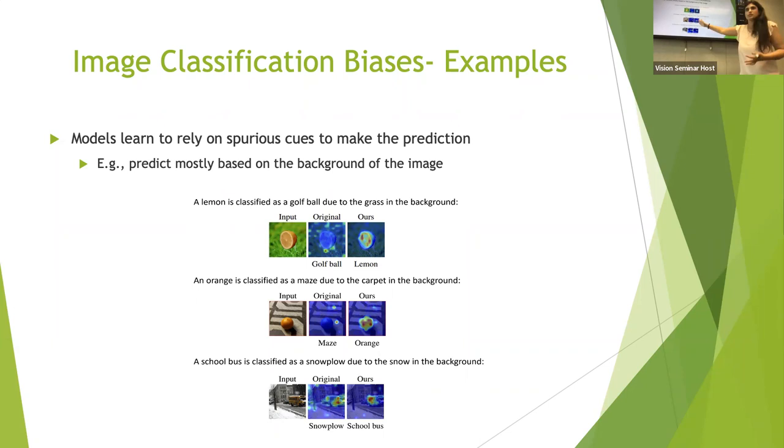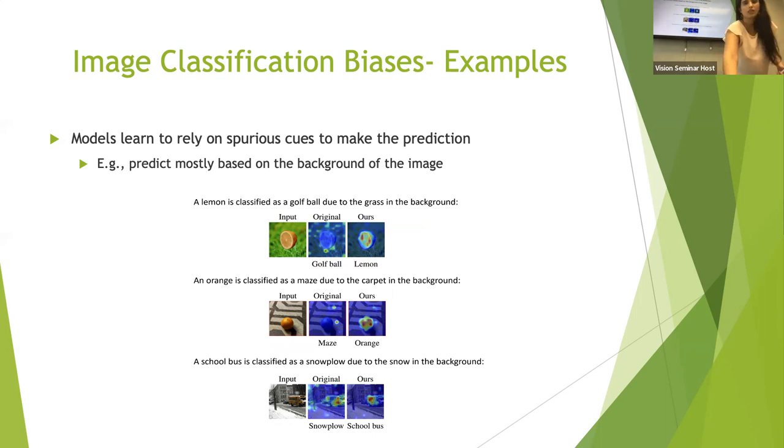So for example, we have the golf ball and the lemon here, and we have another orange that is classified as a maze due to the carpet in the background, right? Because it kind of looks like a maze. And a school bus here that is classified as a snow plow because of the presence of snow. So we can imagine that the model learns some kind of spurious correlation here, such as vehicle plus snow equals snow plow.